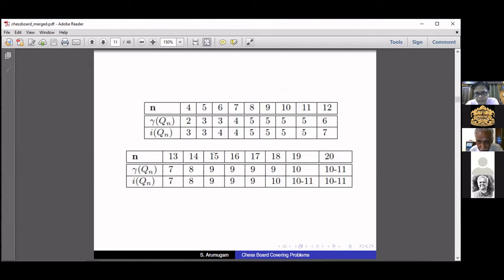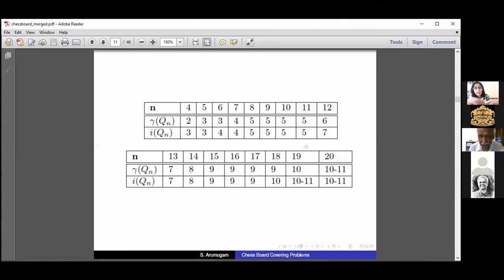The smallest unsolved case is for gamma, n equal to 20. The number is known to be either 10 or 11. It is 10 or 11, you are not able to fix it.